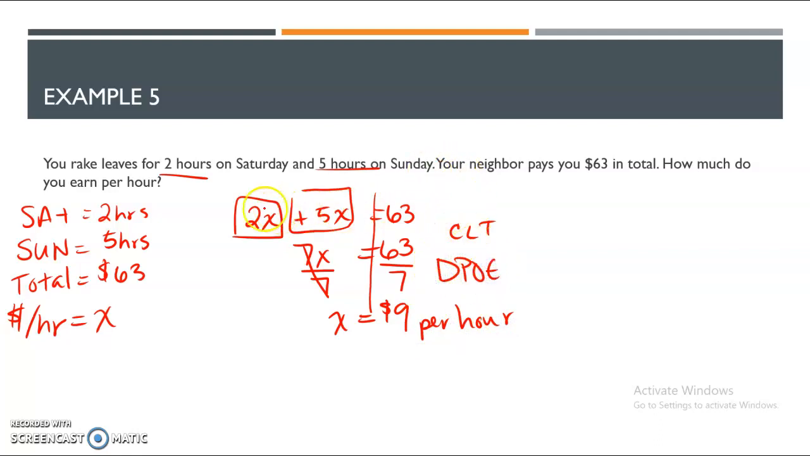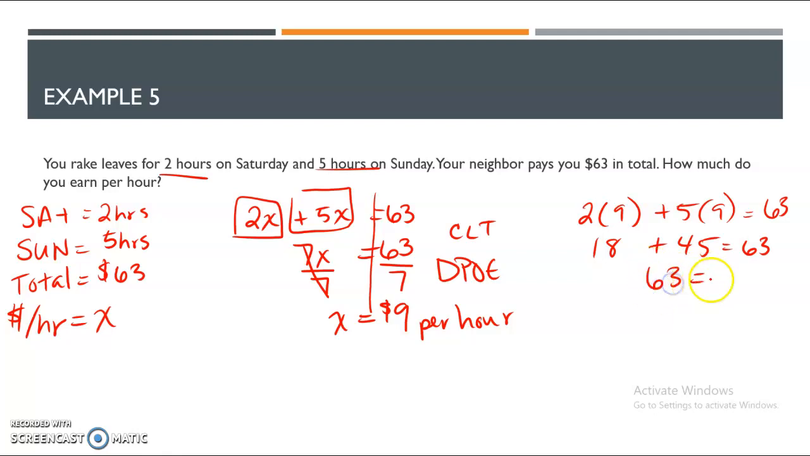And again, we call this up here combining like terms and not APOE, because APOE means we add equally to both sides, but we're not doing that equally to both sides. We're just combining on one side. Then from here, if I wanted to double check, I would do 2 times 9 plus 5 times 9 equals 63. And 2 times 9 is 18. 5 times 9 is 45. And then 18 plus 45 is 63. So 63 equals 63. So we know that our $9 per hour is correct.